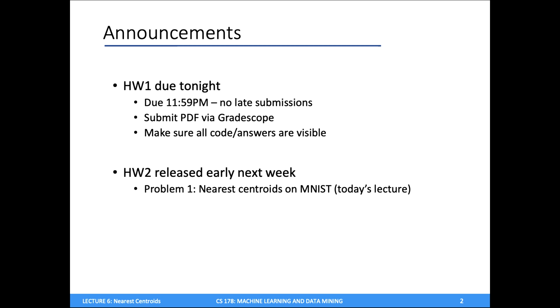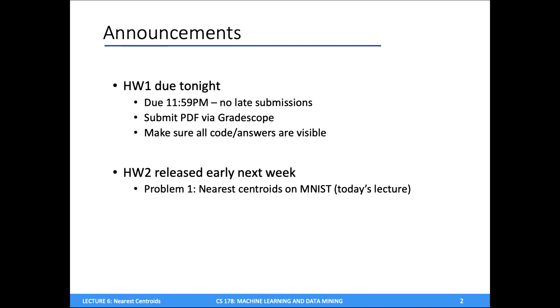It's important to make sure for the homework submission that all of your code and answers are visible. We, of course, can't really grade your assignment if we can't see your code and can't see your output. So if you're having any trouble with the PDF submission, do feel free to post on the Ed discussion board.